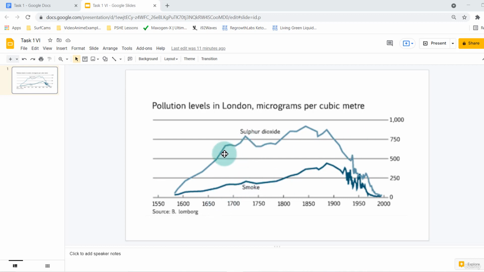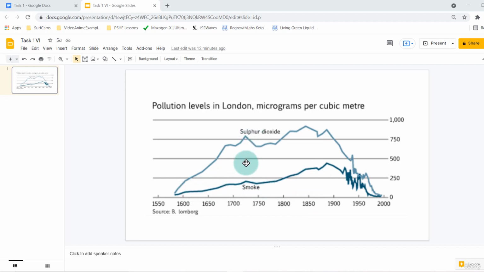Along the key, we'll take a look at these lines. First, we've got sulfur dioxide and we've got smoke, two pollutants. Now, you don't have to know what these things are. You don't need, as I always say, any scientific knowledge. We just simply need to report the trends, making comparisons where possible. Sulfur dioxide is definitely higher across all years. That's something you could include in your overview. Overall, sulfur dioxide was far greater in terms of pollutants in the air than smoke, something like that. That was just off the top of my head.